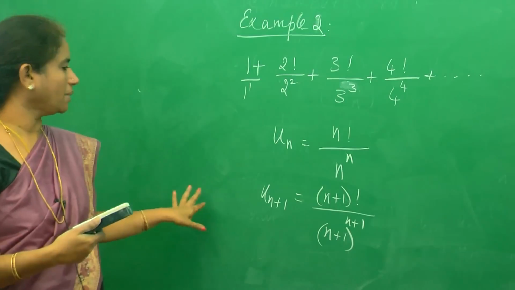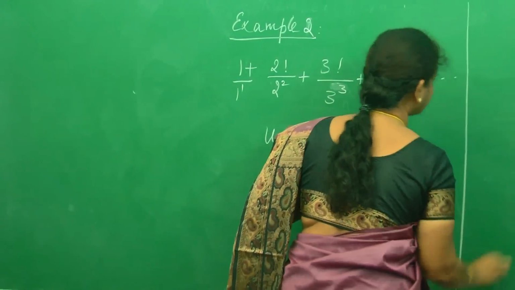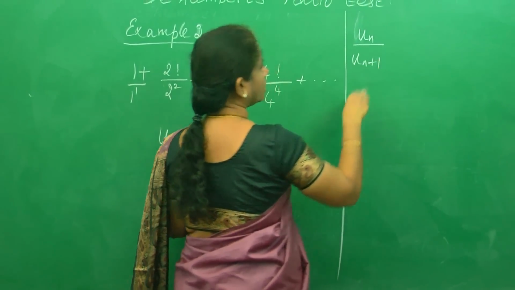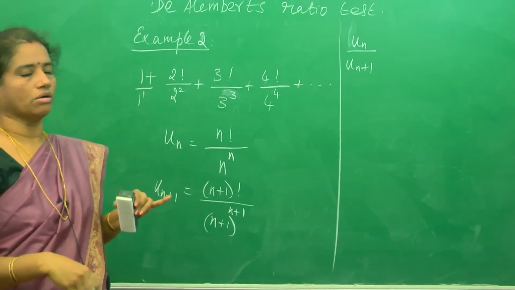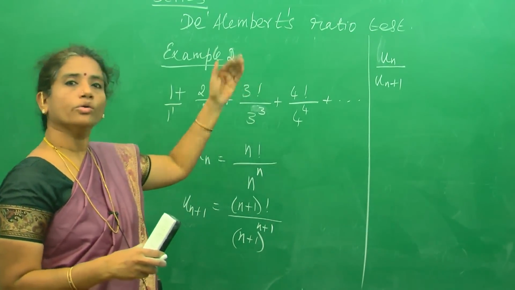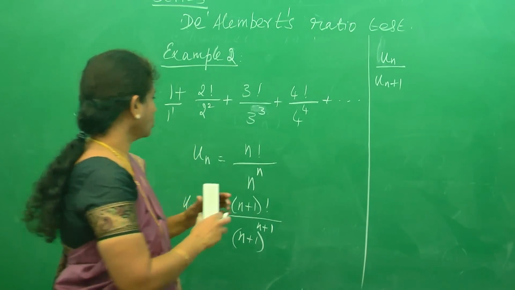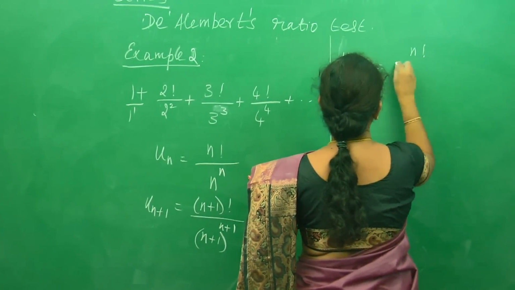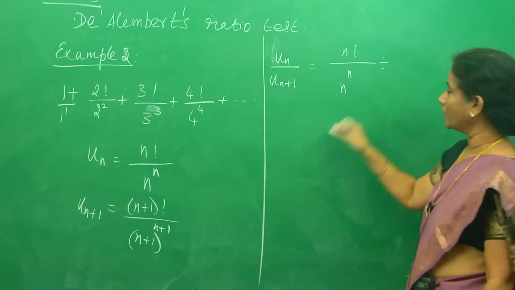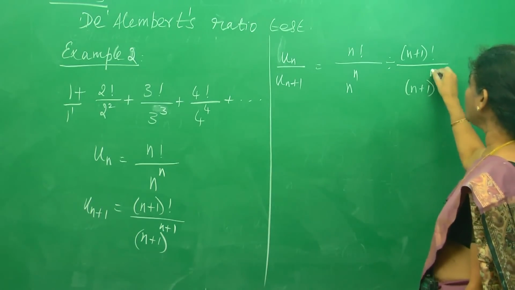Now we are going to do limit n tends to infinity un divided by un plus 1. As I told you earlier, you can use un divided by un plus 1 also. You can do un plus 1 by un also. First question we did un plus 1 by un. So to make you understand, I am going to do un by un plus 1. In however way you do, your answer will be correct. So let us do un divided by un plus 1. So this is n factorial divided by n to the power of n, divided by this one, n plus 1 factorial divided by n plus 1 to the power of n plus 1.